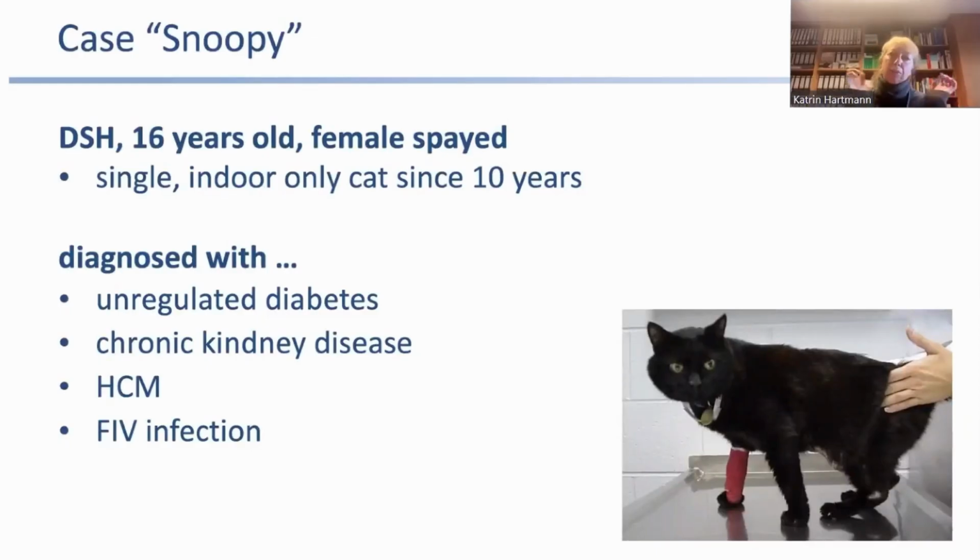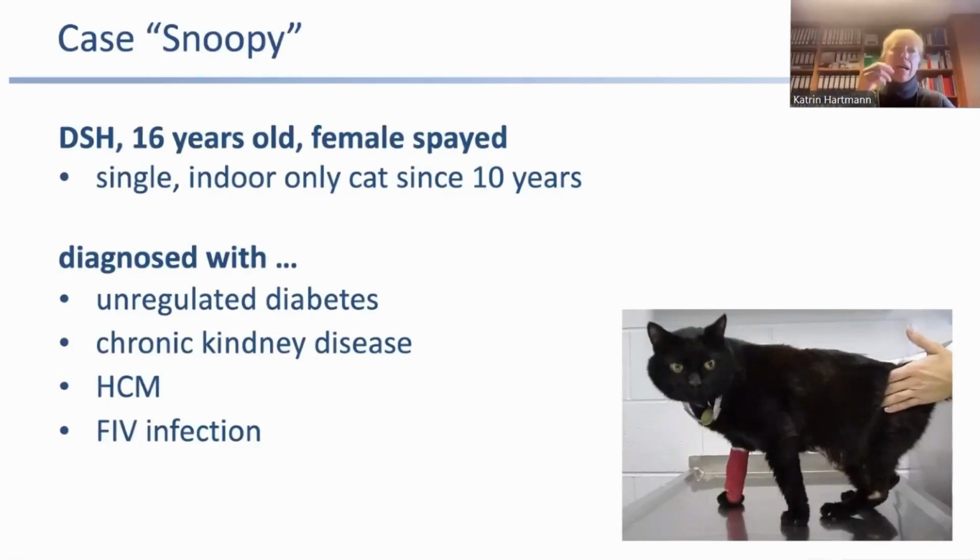And we were able to get her home to the owner, telling the owner, it is very difficult to deal with all these conditions. So we are not sure how long we can deal with all the different conditions. But Snoopy went home. So, by the way, Snoopy also had FIV infection. And this FIV infection was known since 10 years. And this is why Snoopy was indoor only since 10 years. Do you think I did care about the FIV infection? I mean, no, we didn't talk about the FIV infection. Why? FIV has nothing to do with diabetes, chronic kidney disease, or hypertrophic cardiomyopathy.